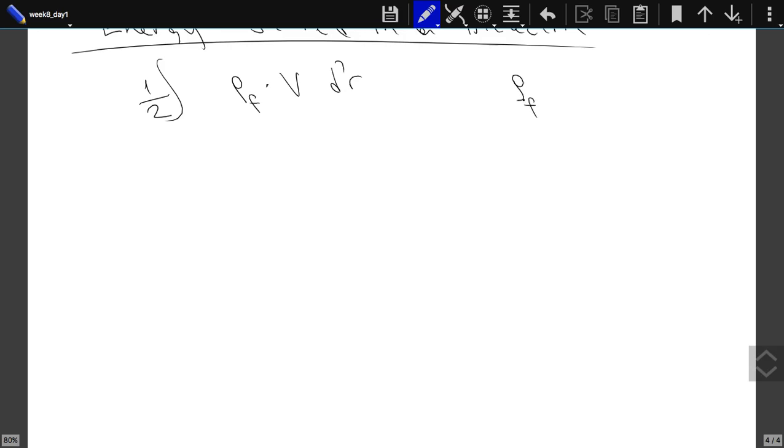Well, you see, rho f d cubed r is already my d cube. So do we bring this rho f all at once, or in small pieces?